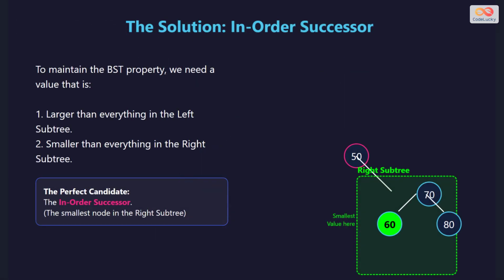To solve this, we replace the target node with a value that preserves the order. The best candidate is the in-order successor. This is the smallest value in the right subtree. Why? Because it is larger than everything on the left, but smaller than the rest of the right side, fitting perfectly into the gap.